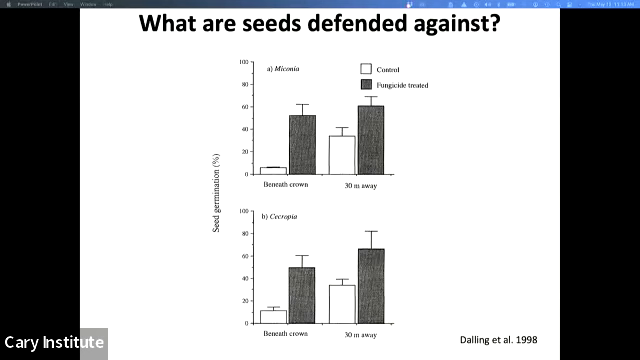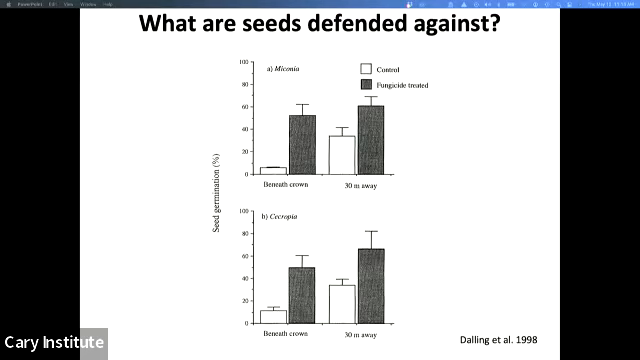On the top, we have a species of Miconia, Melastomataceae, and on the bottom, we have a species of Cecropia, Urticaceae. And then we have seeds that were buried underneath the crown of the conspecific and 30 meters away from the crown of that conspecific. And then we have controls, so seeds that were not treated, plots that were not treated at all, and those are highlighted here in white.